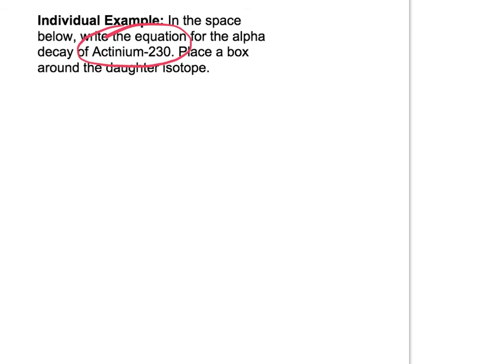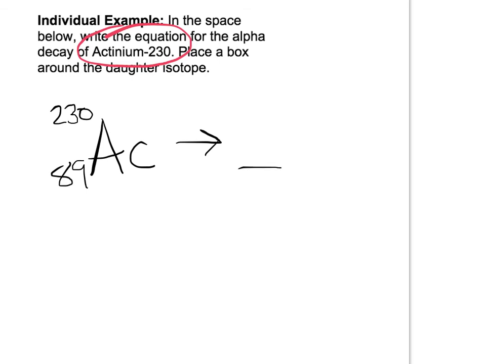If I don't remember the atomic number for actinium, or perhaps even the atomic symbol, I can always look at my periodic table. I see it, Ac, with an atomic number of 89, and I know the mass, I know the isotope, it's 230. That's my parent. It decays into a daughter isotope and my alpha particle. So I'm going to leave a space where I'm going to write my daughter isotope, because I know, since it's undergoing alpha decay, that it's going to emit an alpha particle.